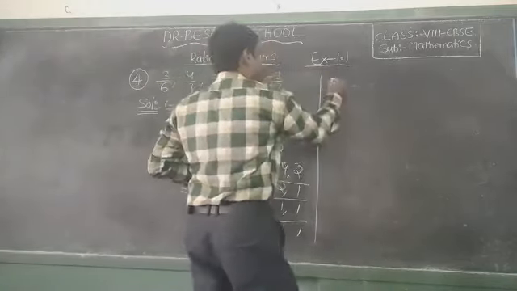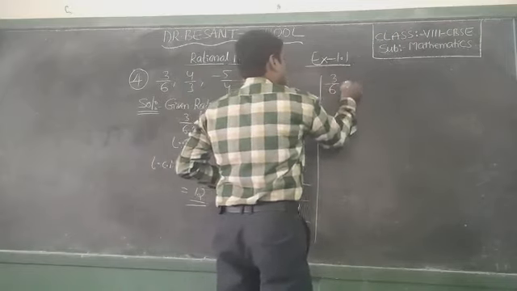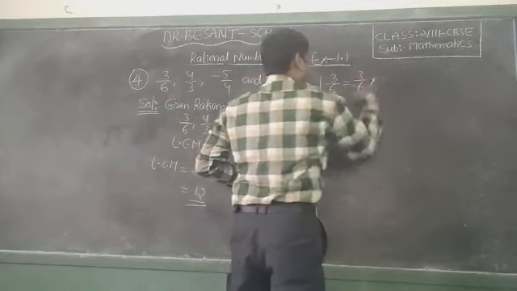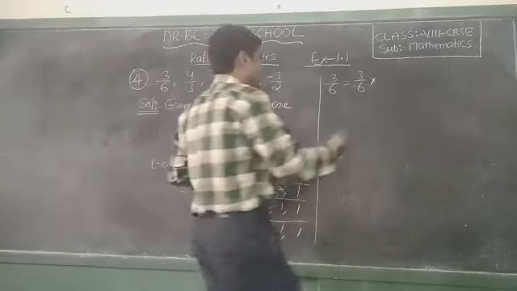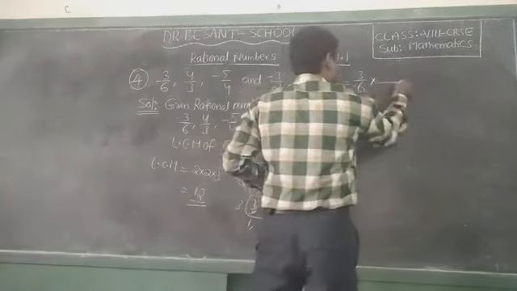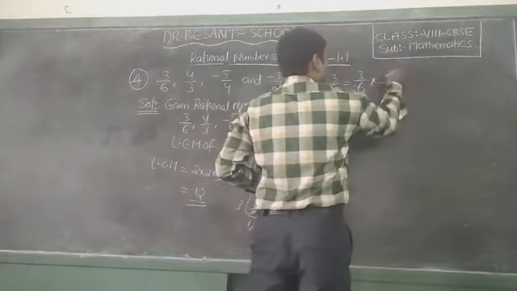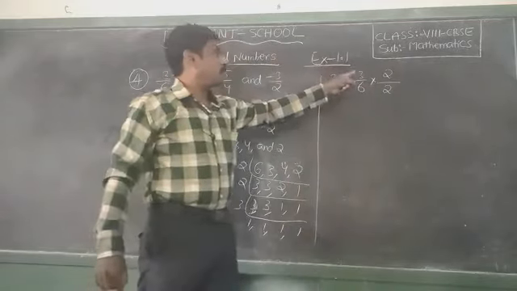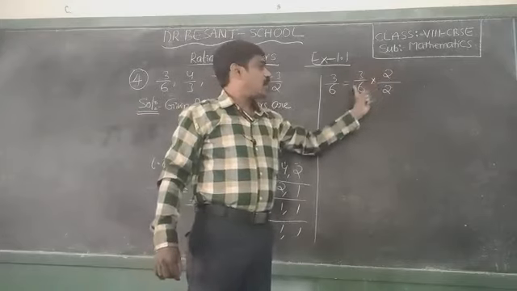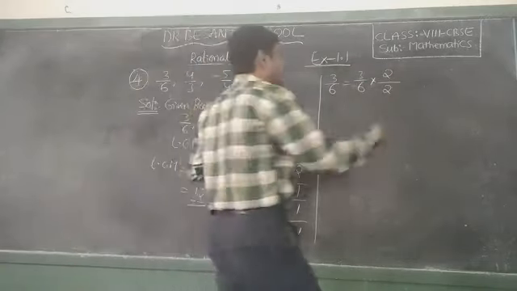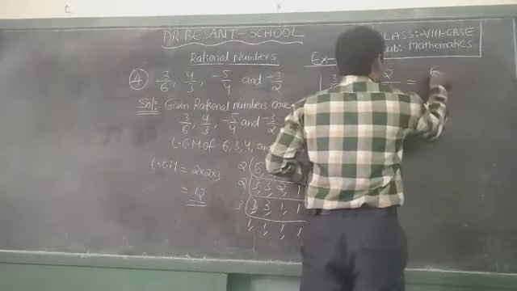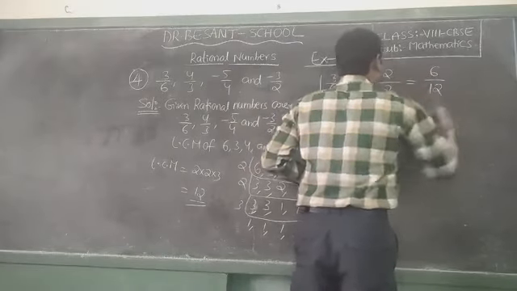Next, 3 by 6 is equal to 3 by 6 into 2, because 6 2s are 12. So multiply the numerator also by 2, denominator also by 2. Why? Because 6 2s are 12. Okay. Next 3 2s are 6, 6 2s are 12.